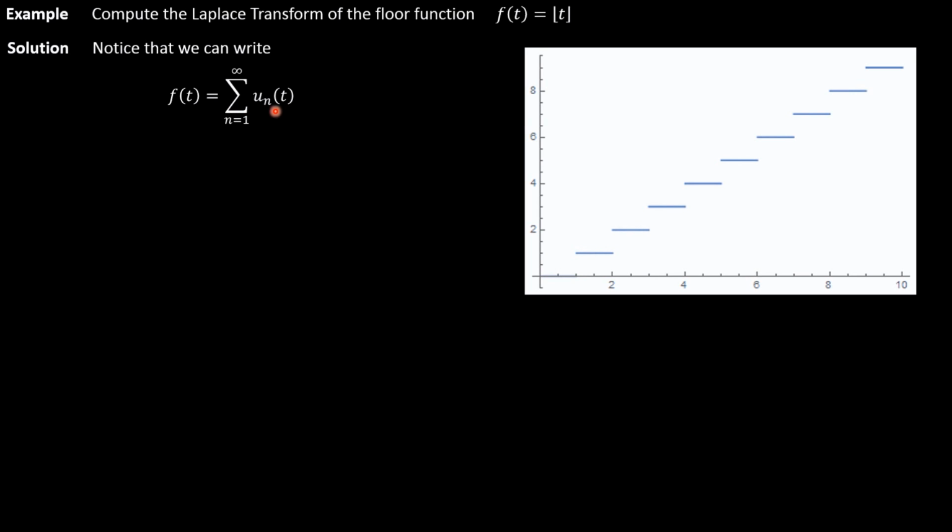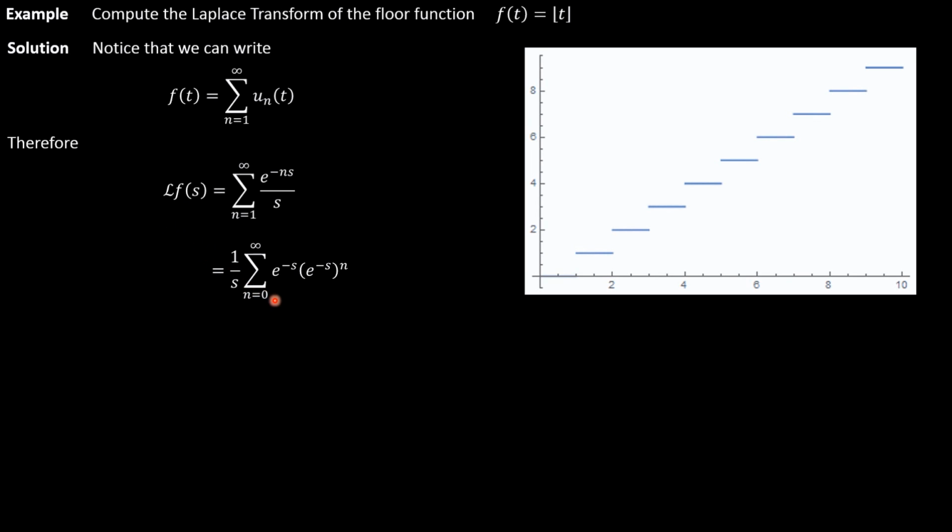Now let's think about why this is true. u1 of t, the Heaviside function at 1, turns on at 1. Then u2 of t turns on at 2. Then u3 of t turns on at 3, etc. So when you add all these Heaviside functions together, what you have is precisely this staircase. Moving on. If we want to take the Laplace transform of this function, we can just use the Laplace transform for the Heaviside functions. The Laplace transform of the Heaviside function u_n is e to the minus ns over s. So there you have it. That's the Laplace transform of our function.